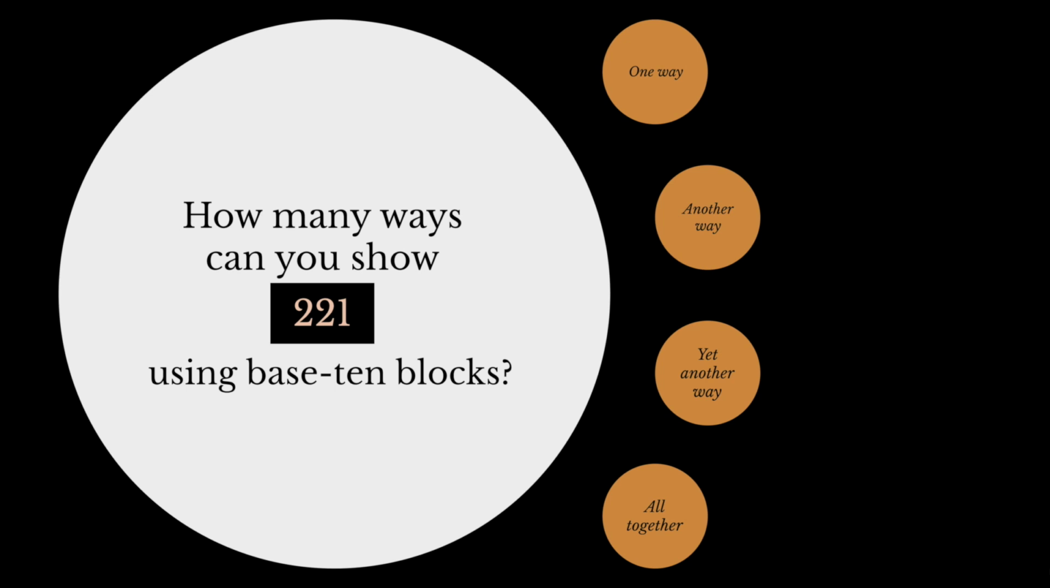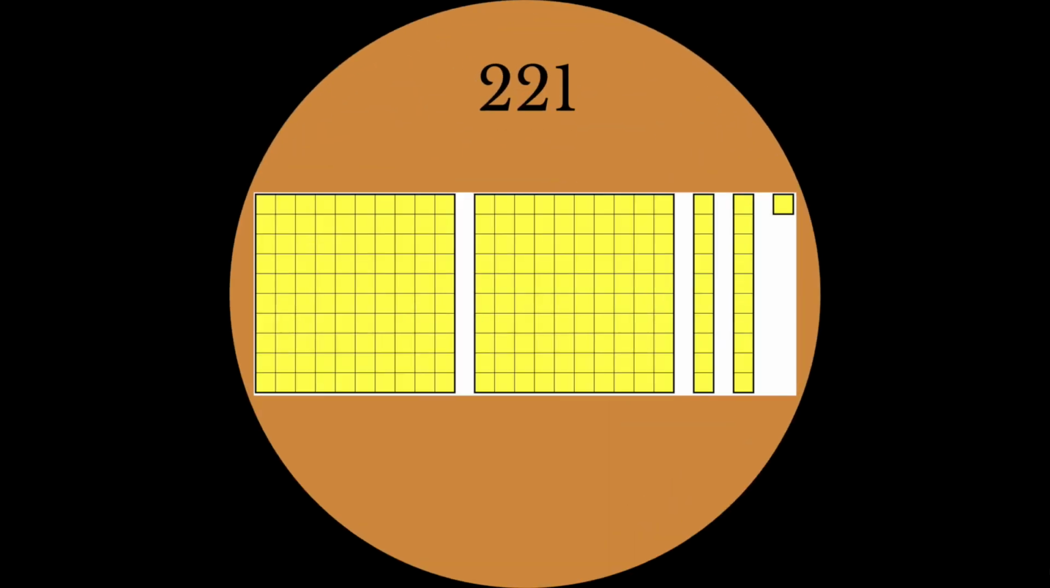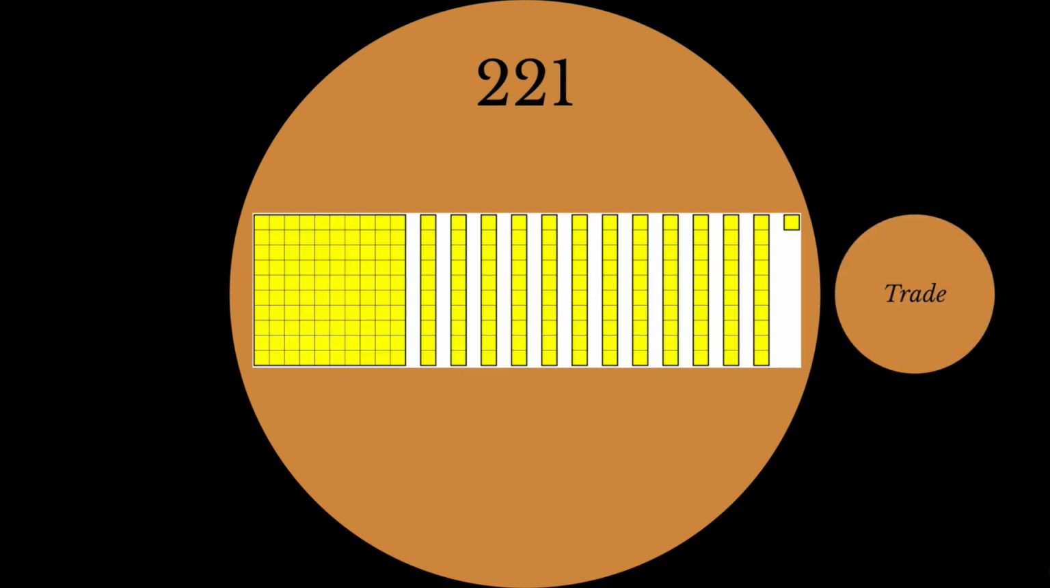One way to make 221 using base 10 blocks is to use 2 flats, which have 100 squares in each, 2 longs, which have 10 in each, and 1 cube. So here we have 100, 200, 110, 2 tens, so 220, and then 1 cube, 221.